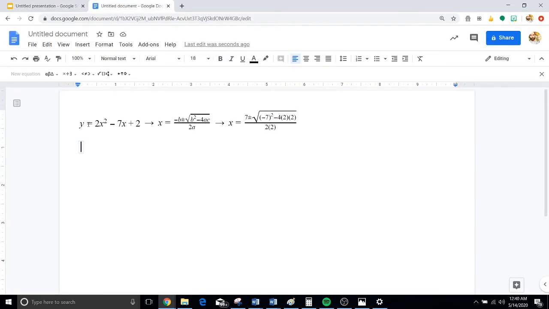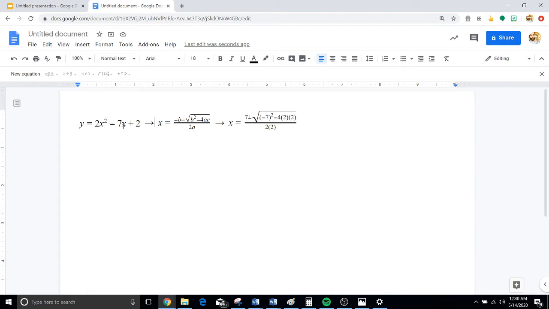All right, so the equation was y equals 2x squared minus 7x plus 2. And remember, this is going to be our A term, this is going to be our B term, and this is going to be our C term. So our A term will be 2, our B term will be -7, and our C term will be 2 as well. This right here is the quadratic formula, and all we have to do is take these values and plug them into each of these letters.